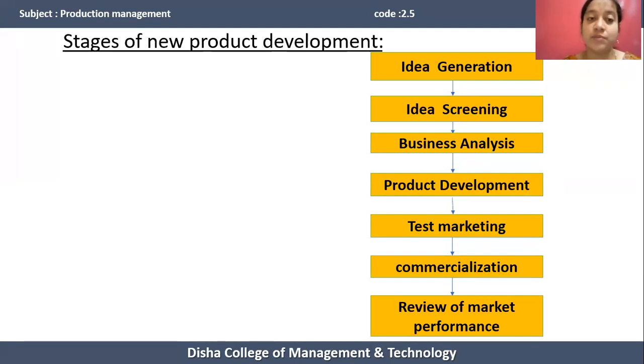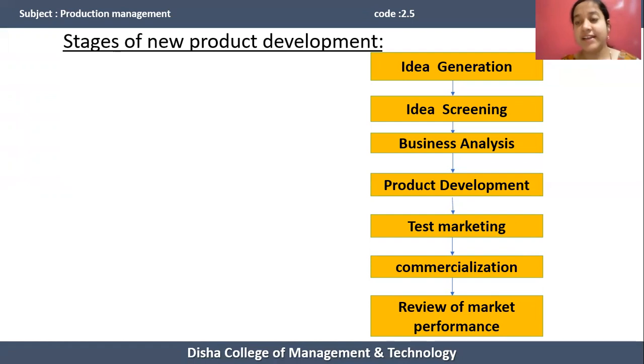Next is the stages of new product development. There are a number of stages the designer or the organization has to follow for developing a new product. First one is idea generation, second one is idea screening, business analysis, product development, test marketing, commercialization and review of performance.